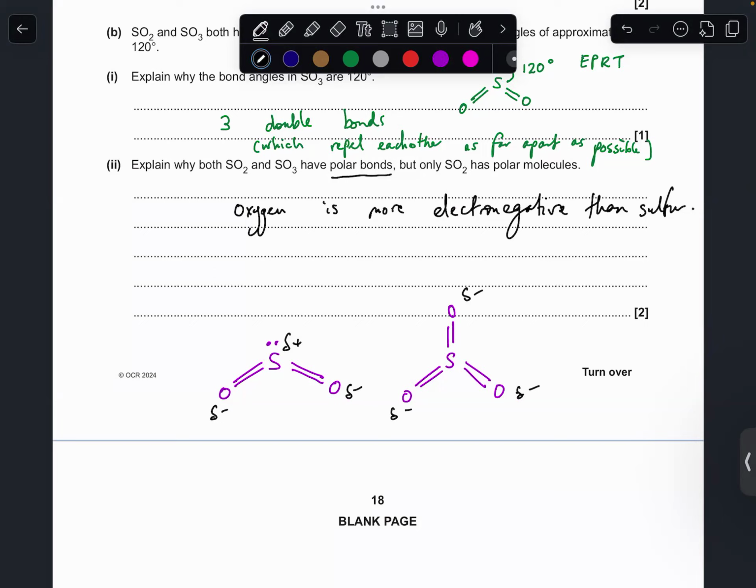Now the thing is, you see, sulfur dioxide is not symmetrical. So one side of the molecule is going to be delta negative, and the other side of the molecule is going to be delta positive. Why? Because it is asymmetrical or non-symmetrical.